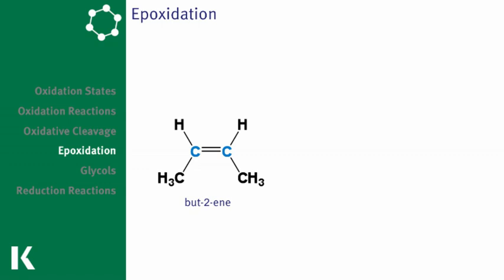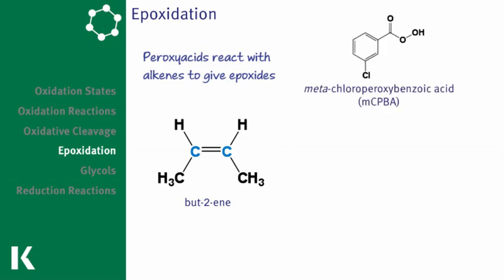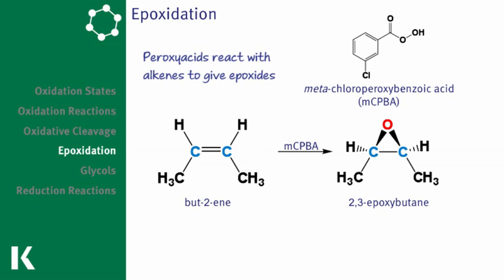Indeed, epoxides and glycols, which we'll visit in just a moment, represent products for which only the pi bond and not the underlying sigma bond is cleaved. In order to create an epoxide, you will need to use a peroxy acid. When we treat with metachloroperoxybenzoic acid, or MCPBA, a common peroxy acid, the same reactant as in the previous example will instead be converted to the epoxide 2,3-epoxybutane.